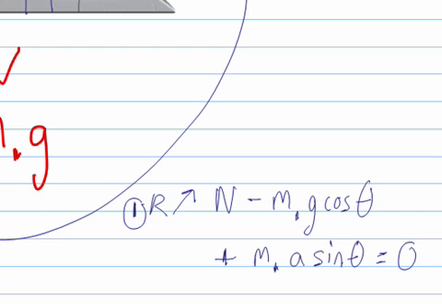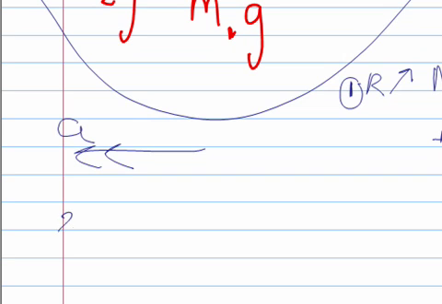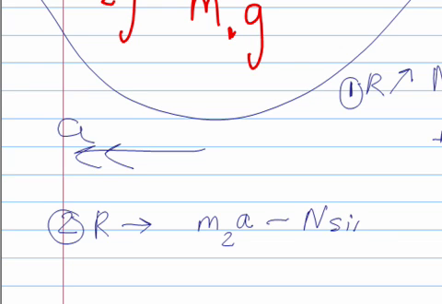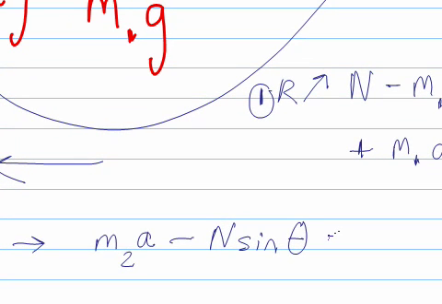I will now look at system 2, and I'm going to resolve horizontally. I do that so that I eliminate R and m2g and only have the a and the n coming into my equations, which makes the maths a bit simpler. So what do we have? We have the pseudo-force m2a minus n sine theta. And in my non-inertial reference frame, the wedge is in equilibrium, it's not accelerating.